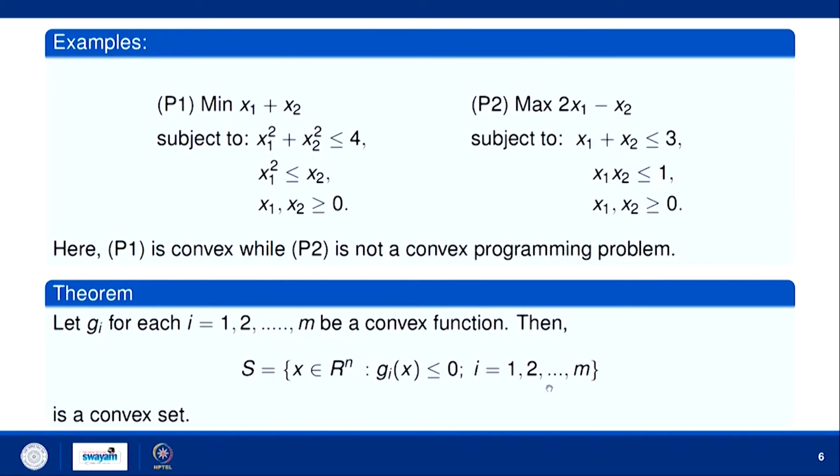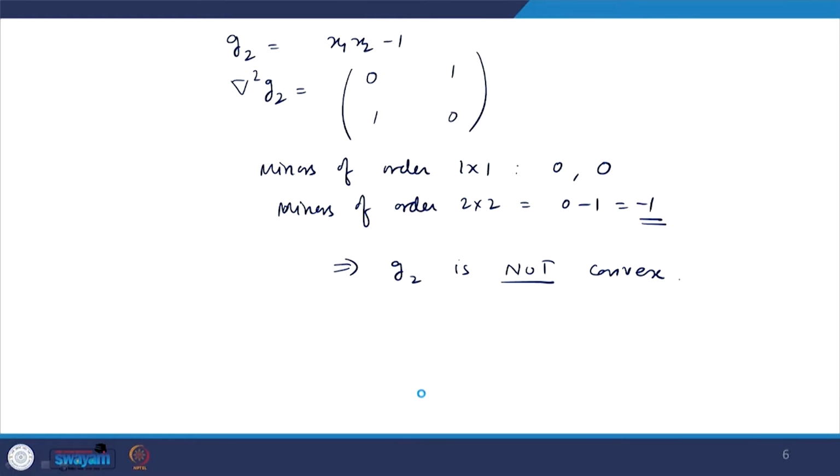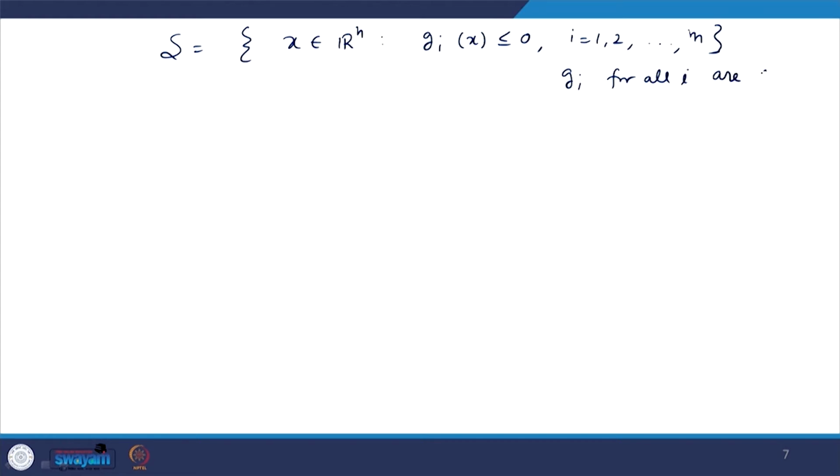then this set is a convex set. Okay. This proof is very easy. You can see that we are considering all those x in R^n such that Gi(x) is less than or equal to 0, for i from 1 to m. So, this is basically a feasible set or feasible region, satisfying all the constraints. Now, it is given to us that all Gi's, for all i, are convex functions.